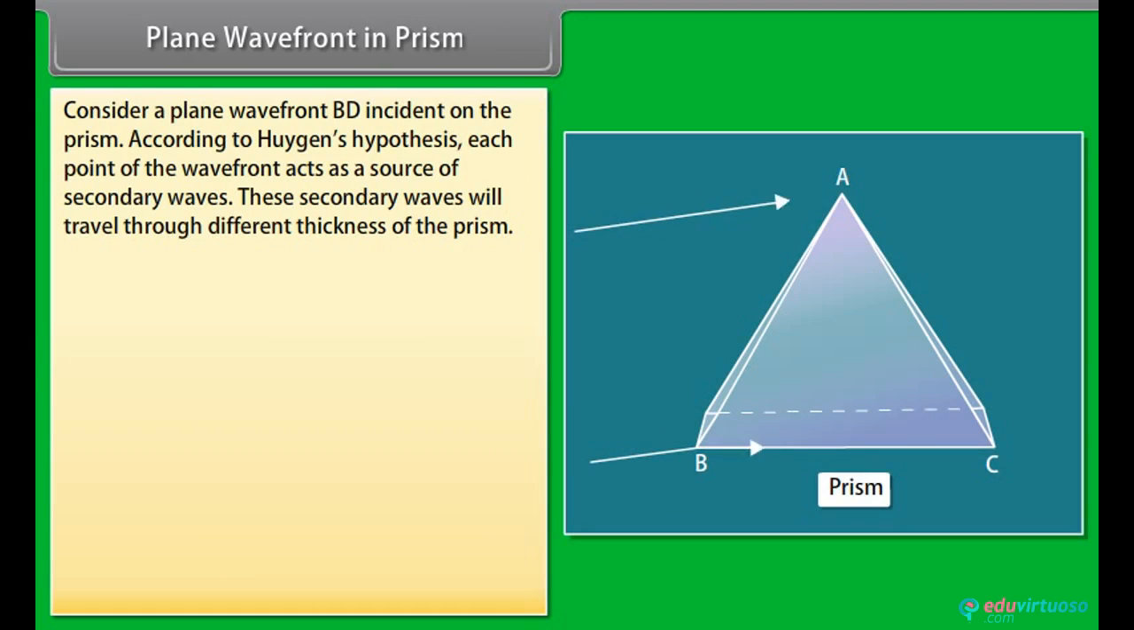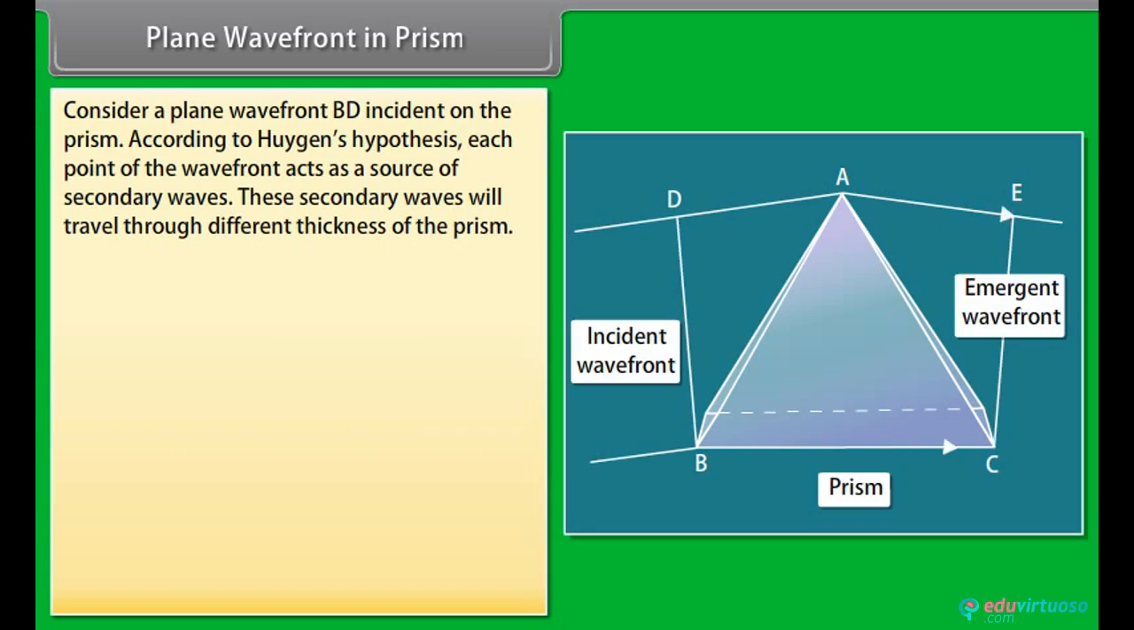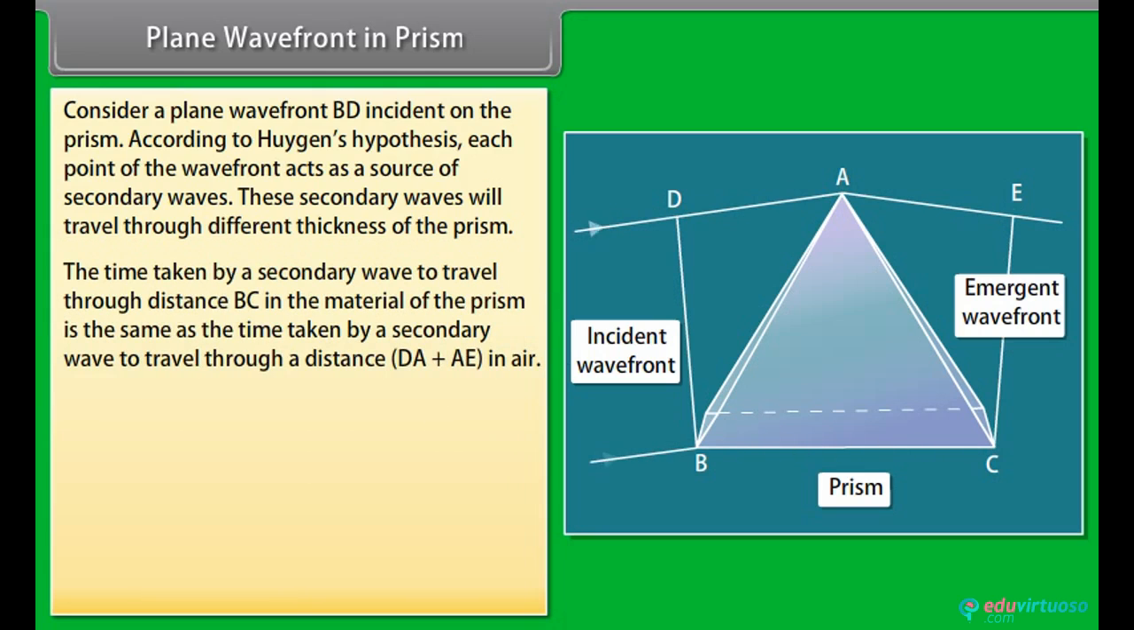Plane wavefront in prism. Consider a plane wavefront BD incident on the prism. According to Huygens' hypothesis, each point of the wavefront acts as a source of secondary waves. These secondary waves will travel through different thicknesses of the prism. The time taken by a secondary wave to travel through distance BC in the material of the prism is the same as the time taken by a secondary wave to travel through a distance DA plus AE in air.